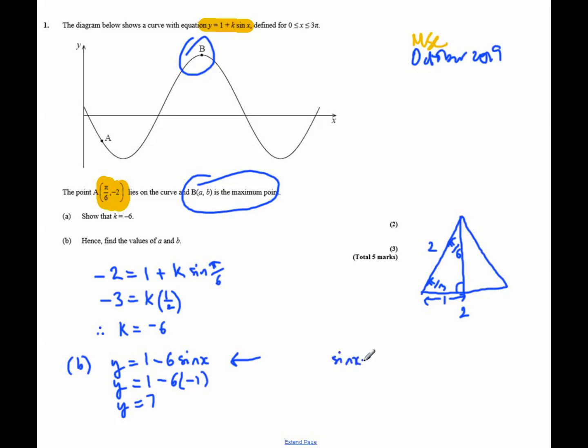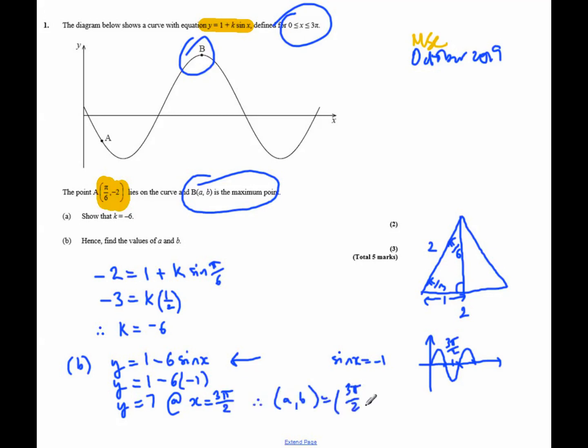Now the question is, where is sine x equal to minus 1 on this range? Well, over here, the graph of sine goes like this, where this is 2 pi, this is pi, this is 3 pi on 2, and therefore sine x is equal to minus 1 at 3 pi on 2. So that's x is equal to 3 pi over 2, and therefore (a, b) is equal to (3 pi on 2, 7). Next question.